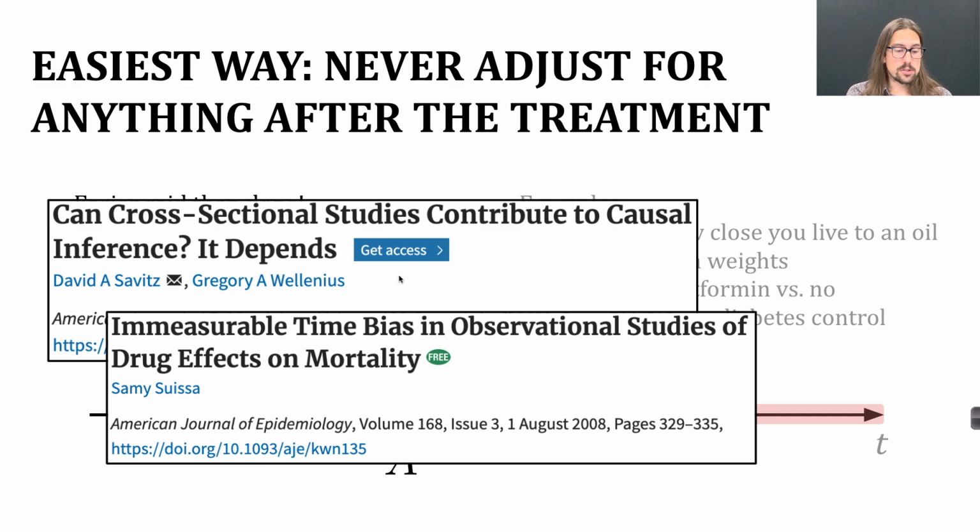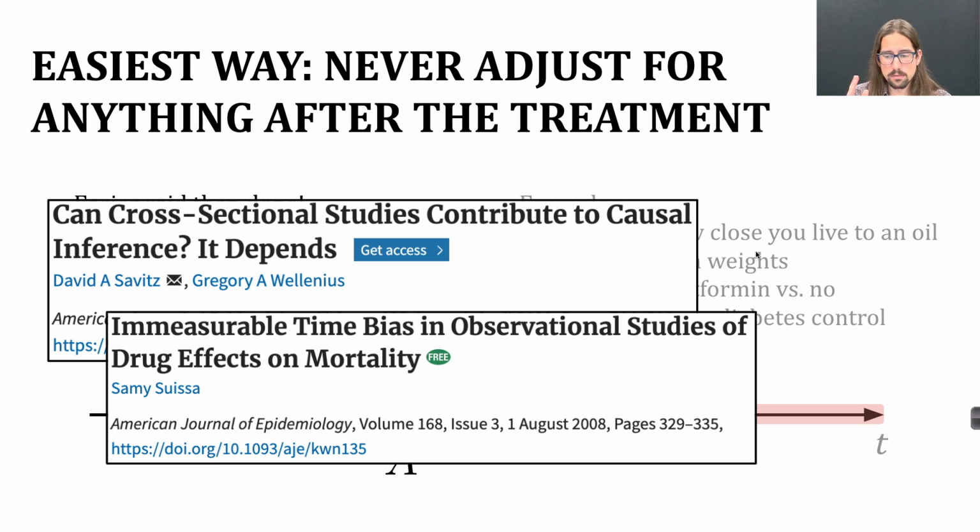It's everywhere, right? There's so many papers about this kind of stuff. Immeasurable time bias. This is basically where you don't know when something happened or didn't happen, and therefore you can't measure the outcome in a particular period. Asking about, can cross-sectional studies actually be useful? Because in cross-sectional studies, everything's measured at the same time, so you don't know the order of things. And that makes it very difficult to know that you're not conditioning on confounders, or even that the exposure is affecting the outcome and not the other way around.